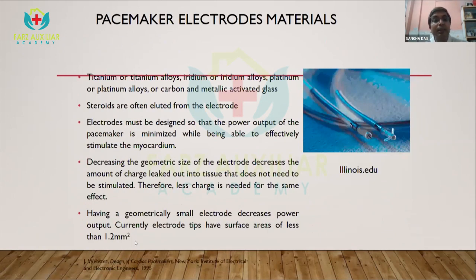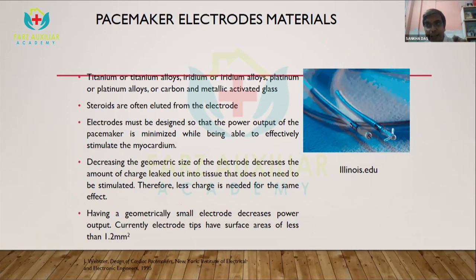What about the leads? The leads are basically titanium alloys or iridium alloys or platinum alloys. So these are basically the leads. And there are often steroid-eluting leads. That means that there is steroid elution from the tip of the leads.